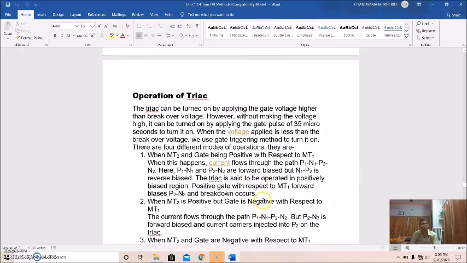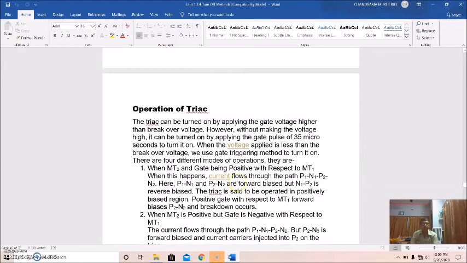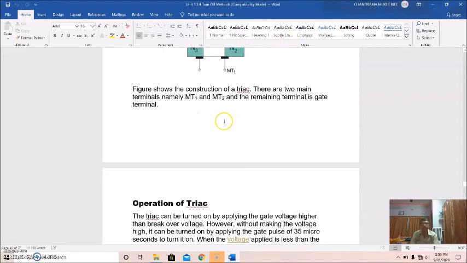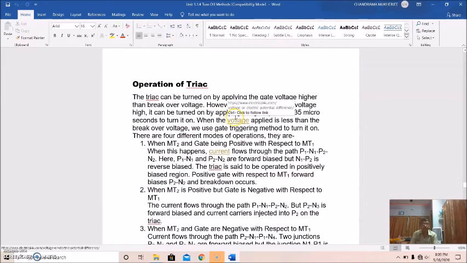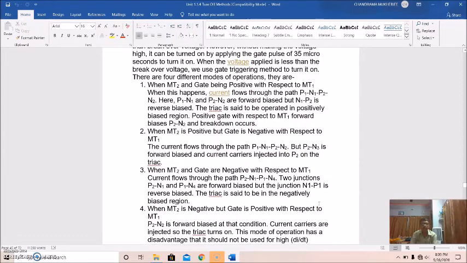forward biased P2, N2, and breakdown occurs. Second mode, when MT2, main terminal 2, is positive but the gate is negative with respect to main terminal 1, the current flows through the path P1, N1, P2, N2 this way. But P2 N3 is forward biased, and current carriers are injected into P2 of the TRIAC.